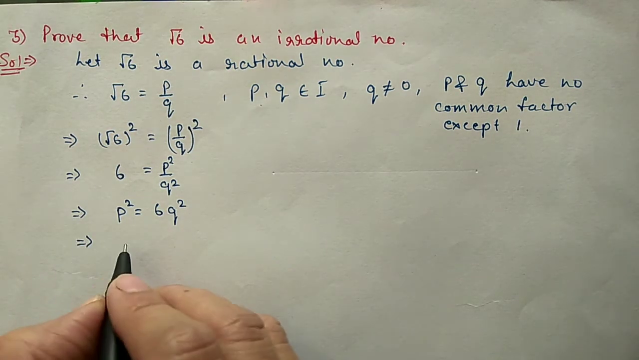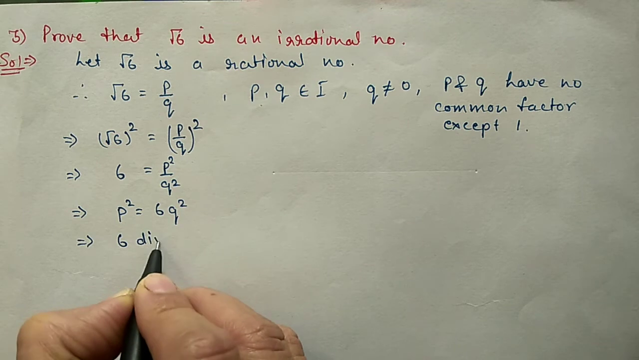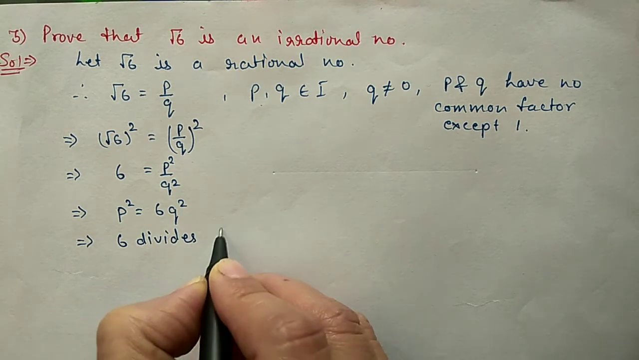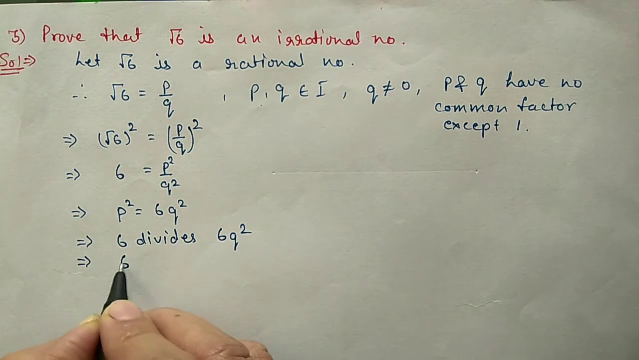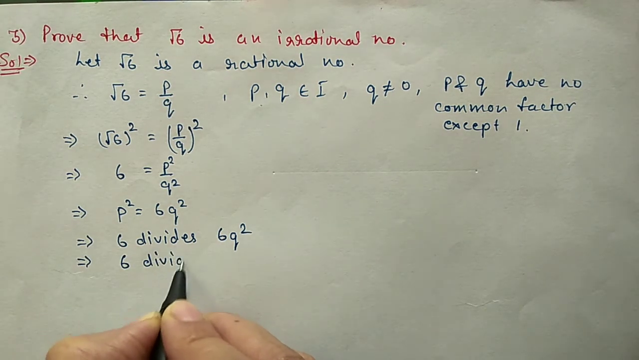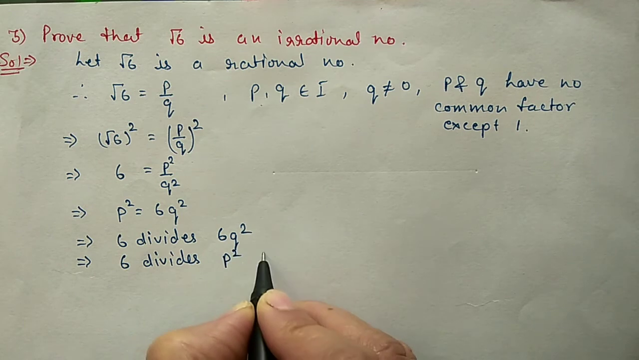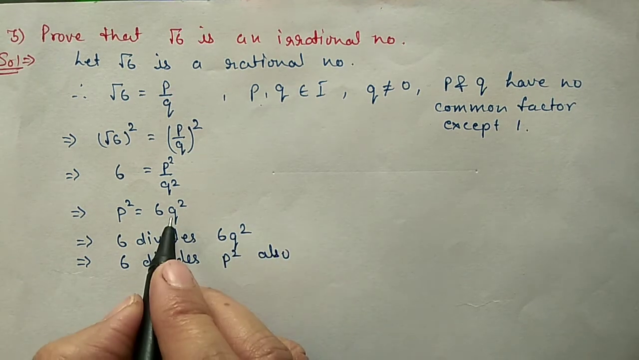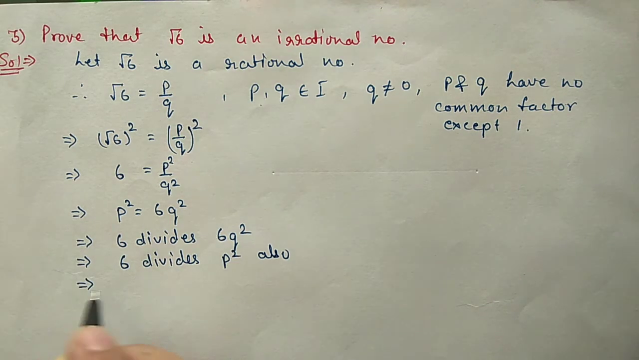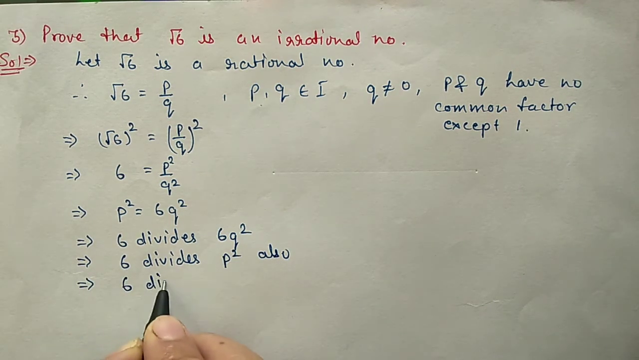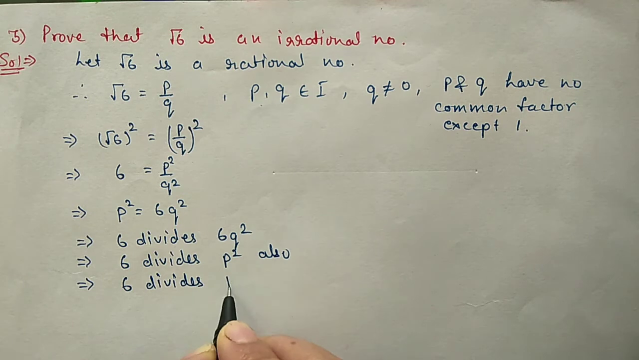So it means 6 divides 6q square, because 6 is there. So we can write 6 divides p square also, because 6q square is equal to p square, so it will divide this one also. Or we can write 6 divides p also.